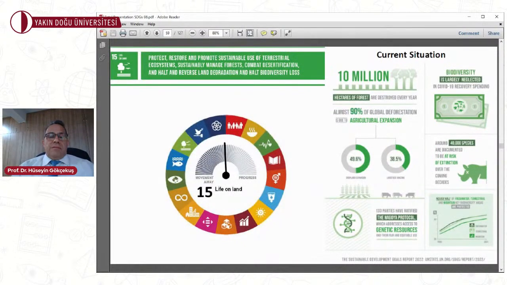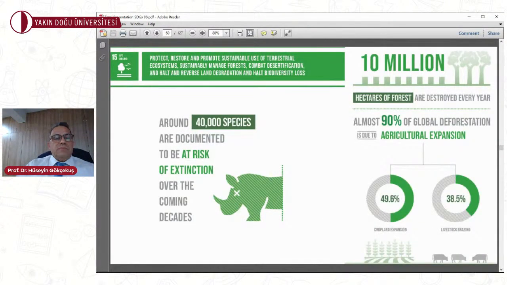This is goal 15, life on land. Current situations are around 40,000 species are documented to be at risk of extinction over the coming decades. 10 million hectares of the forest are destroyed every year. Almost 90% of global deforestation is due to agricultural expansion.